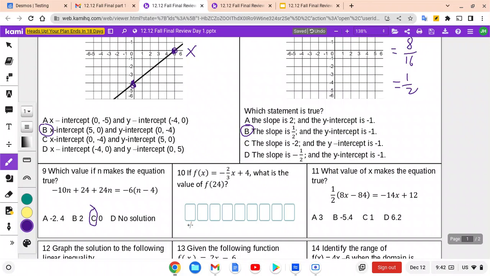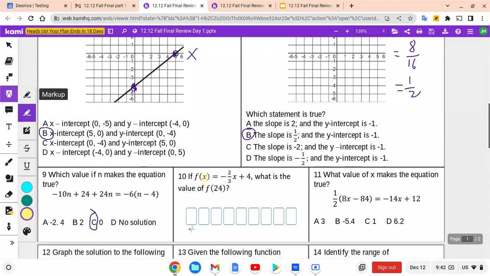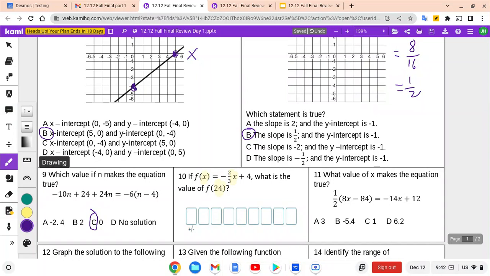Number 10, if f(x) equals -2/3 x plus 4, what is the value of f(24)? I need you to notice that x is 24. So wherever you see an x, we're going to replace it with the 24. So it equals -2/3 times 24 plus 4, and that equals -12 if you put it in Desmos or a handheld calculator. Remember on Eduphoria, if it's negative, you put the negative here, and then you put the number at the end. And if it's not negative, you don't put anything on the left block.